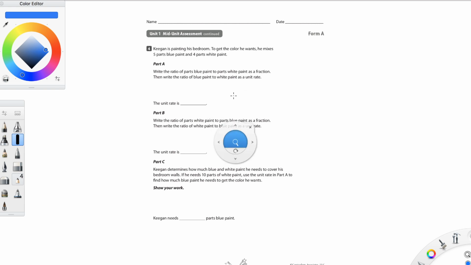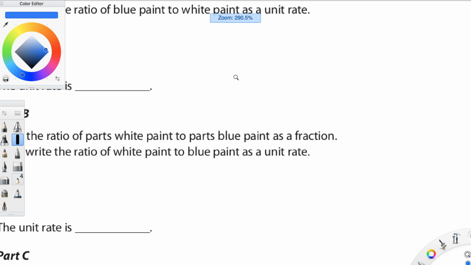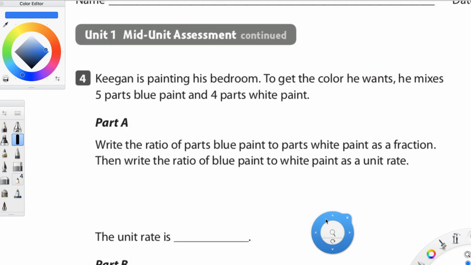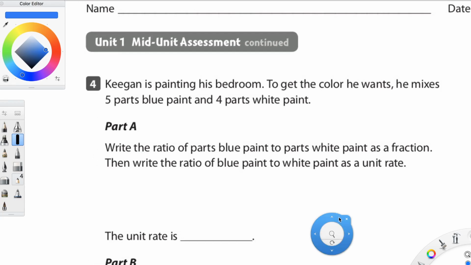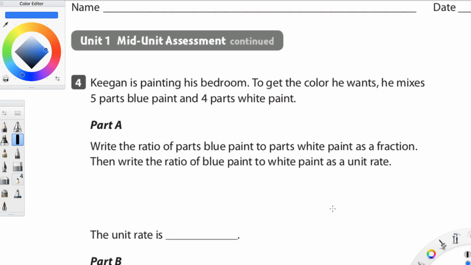All right, let's zoom in. Let's see. It says Keegan. Keegan is painting his bedroom. To get the color he wants, he mixes 5 parts blue paint and 4 parts white paint. Okay, so we have the ratio 5 blue to 4 white. 5 to 4, blue to white.